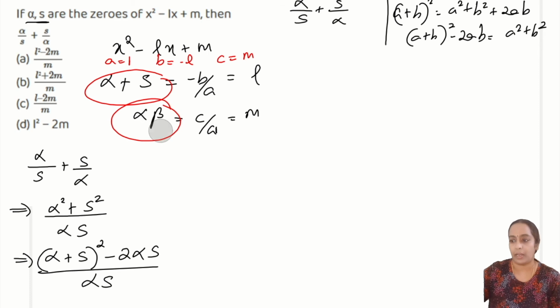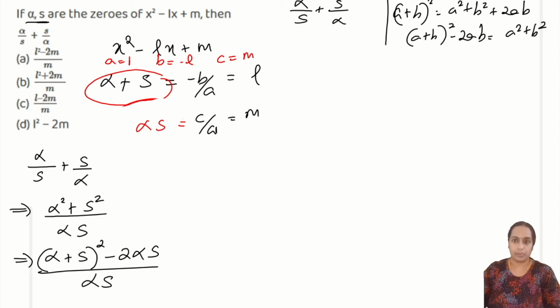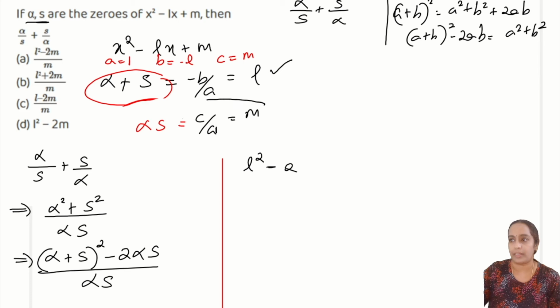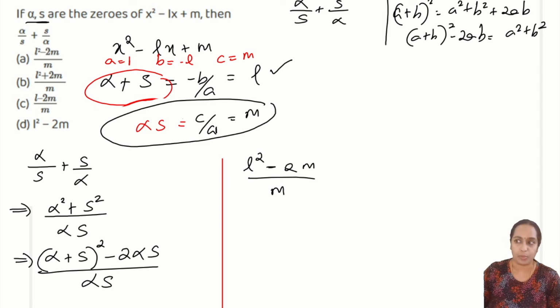I have the values of alpha plus s and alpha s, which I have already found. The sum of zeros and product of zeros I have already found. So I just need to substitute them here and get the answer. Alpha plus s is L, so it's going to be L square minus 2 times alpha s. Alpha s value is m. So L square minus 2m divided by m. Option A is the correct answer.